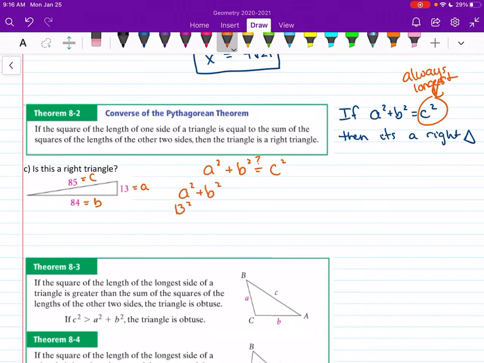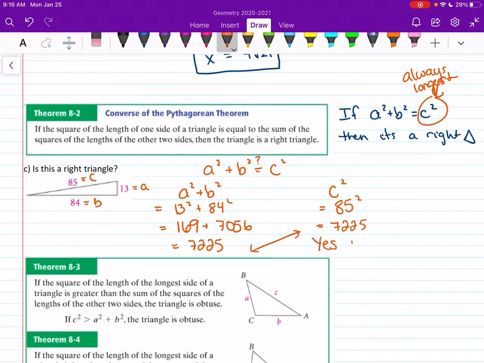So I get 13 squared plus 84 squared, and then that is 169 plus 7,056, which equals 7,225. And then separately, I'm going to calculate C squared, which is 85 squared, which equals 7,225 as well. So since they are equal, we can say, yes, it's a right triangle.